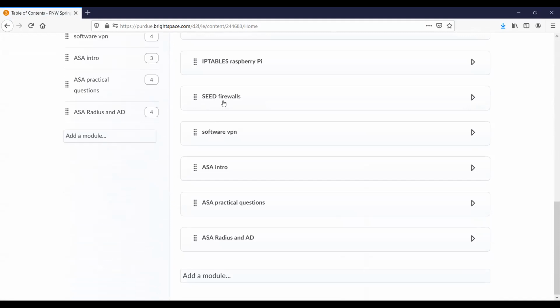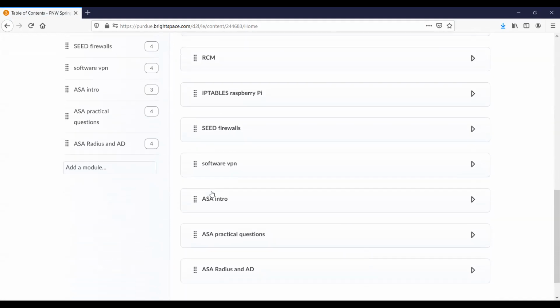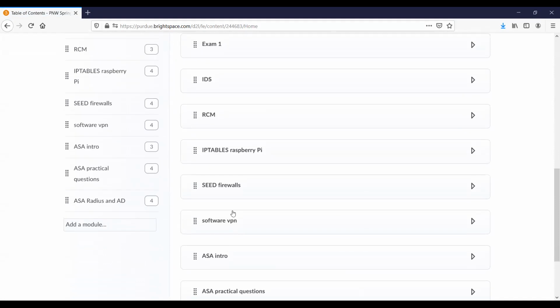And then the Seed Labs firewall and software VPN. So this is all we have left in the semester. And then I'll do a lecture on this at some point, but there's no lab associated with this. So really, we just have this one lab and one more.